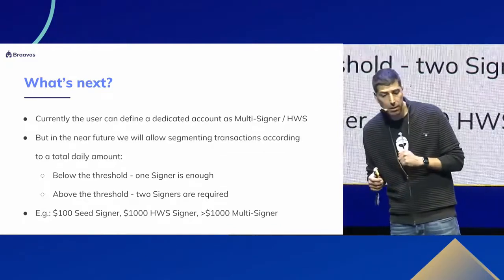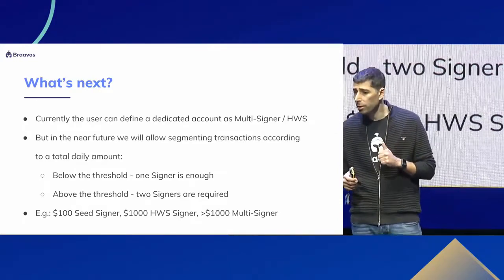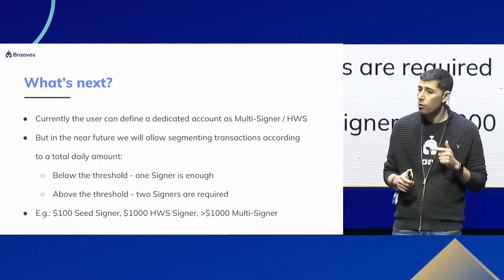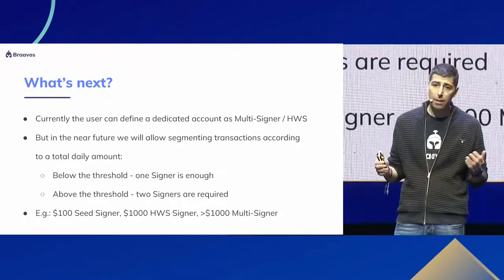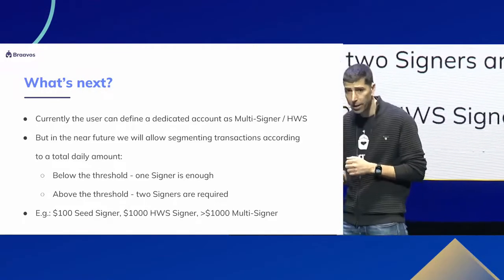So that's next. Basically, as I said, the hardware signer is already available on mainnet. The multi-signer is currently in closed testnet, should be released to open testnet later on this week. So please download the app and try it.